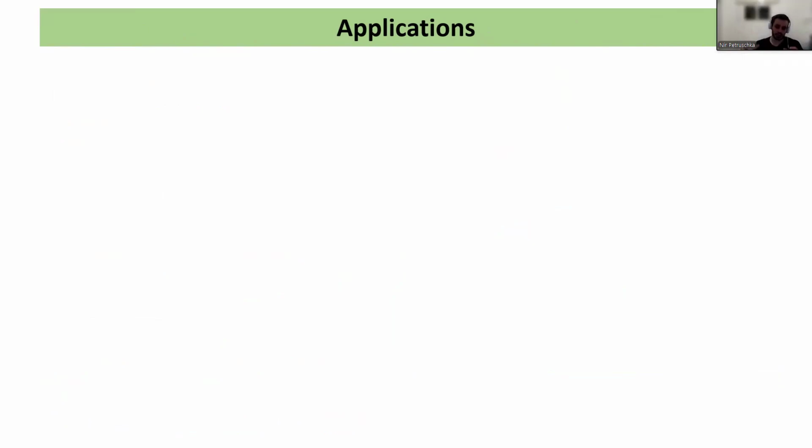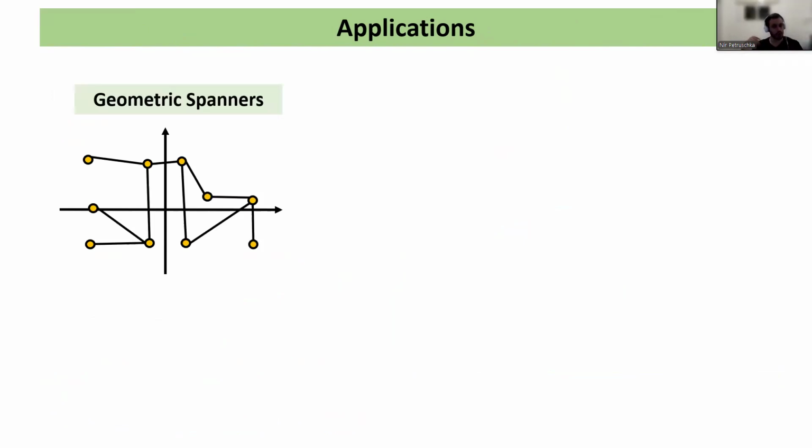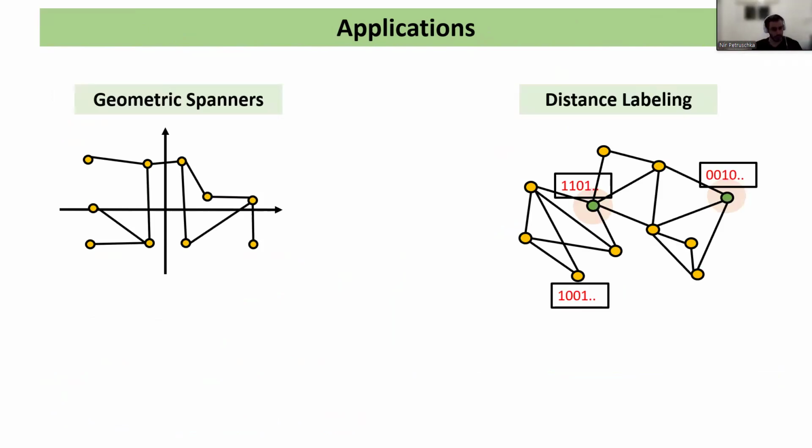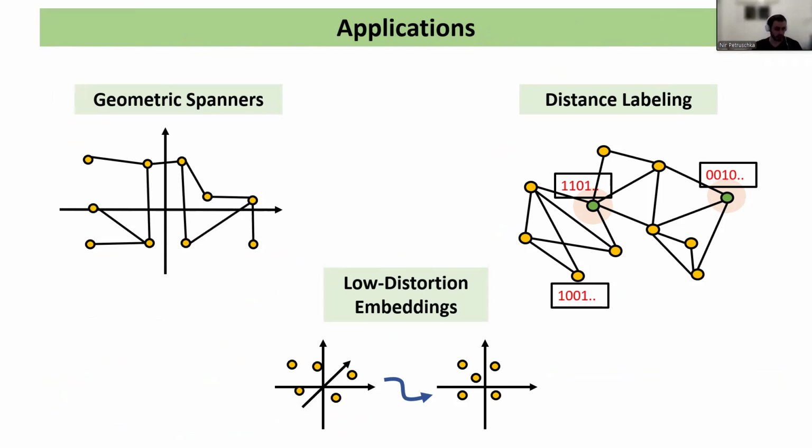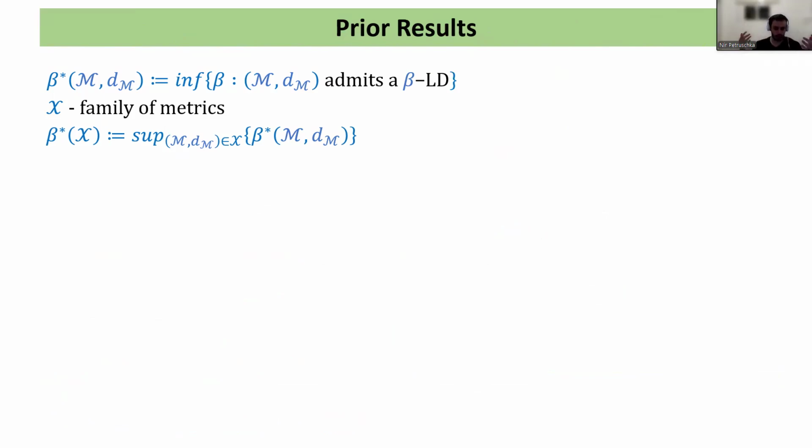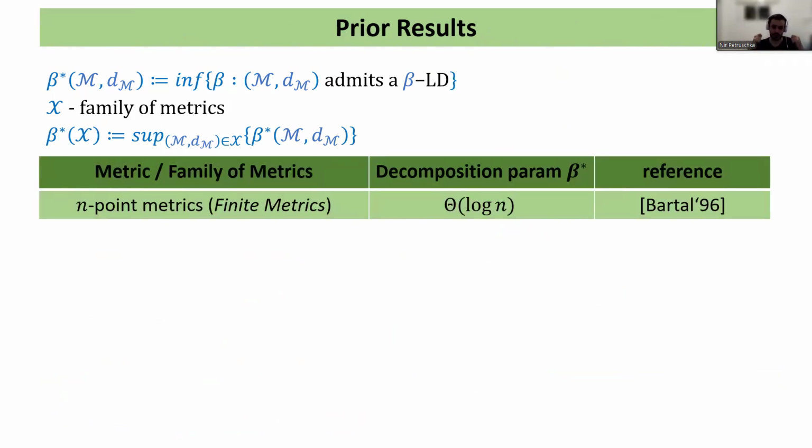So these decompositions are very useful and they are used for many applications. Just to name a few, you can use them to construct geometric spanners, distance labeling schemes, low distortion embeddings, and many other applications. And we actually know quite a few things about them. So also here, I'm only going to state results that are relevant to our work. The classical result is by Bartal, and is that for the family of finite metrics or n-point metrics, the decomposition parameter is logarithmic in the number of points, and this is tight.